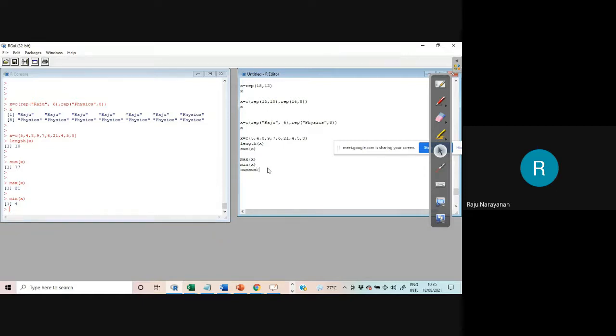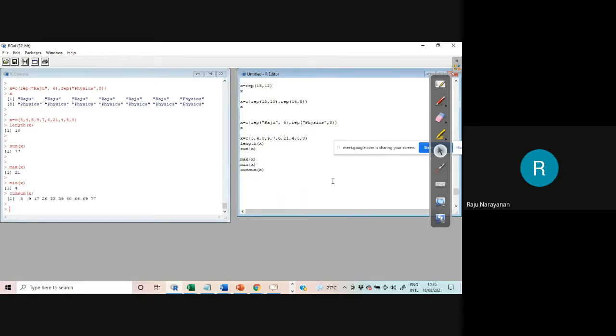Then cumsum. What is cumsum? Cumulative sum. You may need it sometimes, no? Suppose a salesman wants to know what was the sale for the first day, for the first 2 days, for the first 3 days, and for the entire month. He wants to find cumsum. 5 plus 4, 9; 9 plus 8, 17; 17 plus 9, 26; 26 plus 6, 32; 32 plus 7, 39, etc. Cumsum.